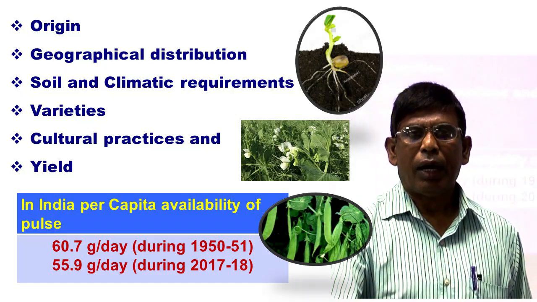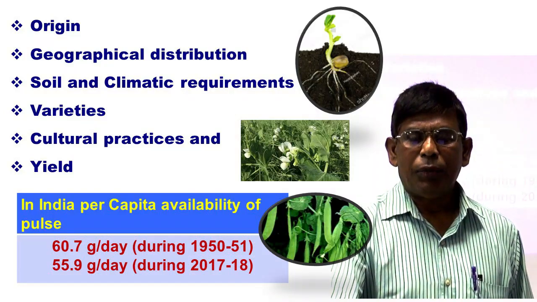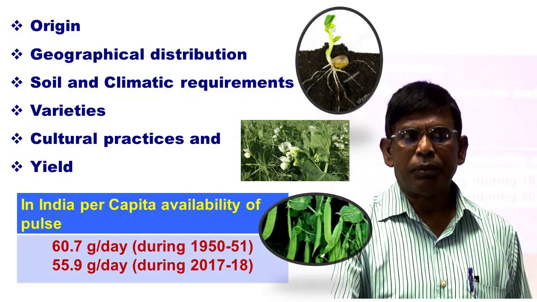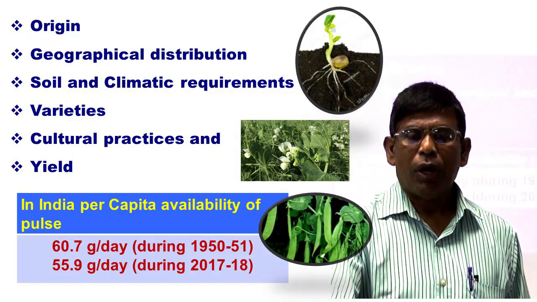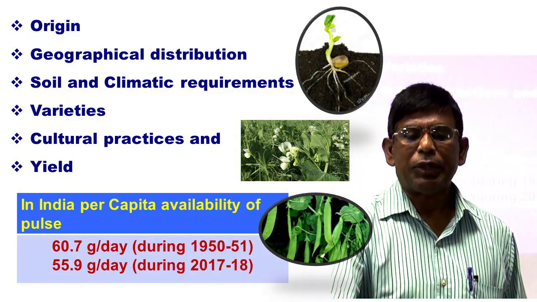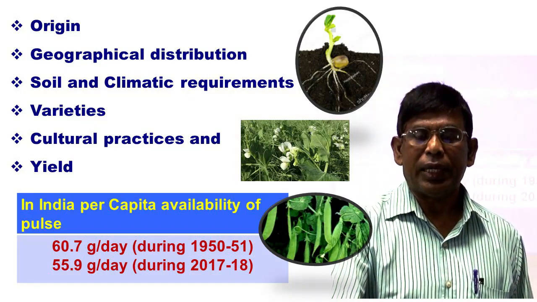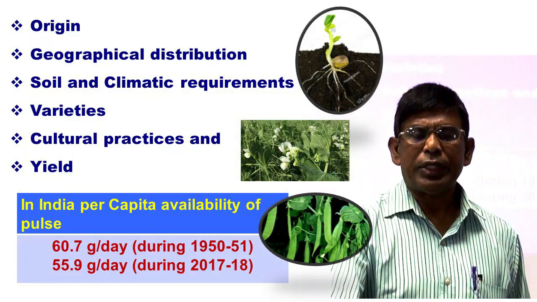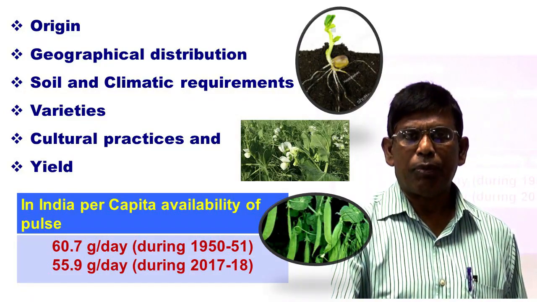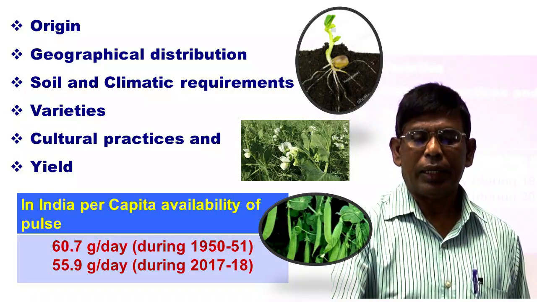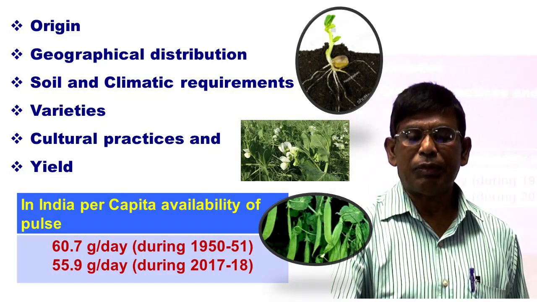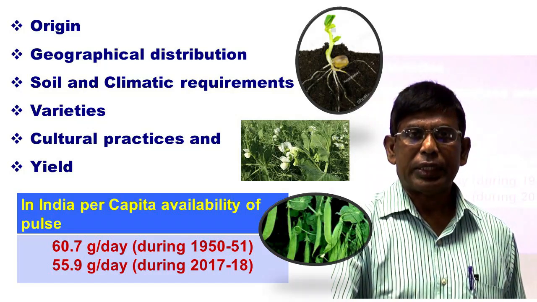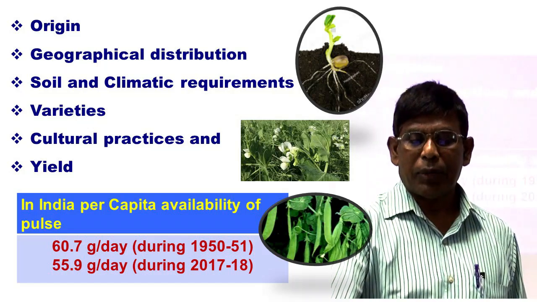And then about yield. Before going into the details of CHICKPEA, we should know the per capita availability of pulse in India. Nowadays it is around 55.9 gram per day, and earlier, during 1950-51, it was 60.7 gram per day.